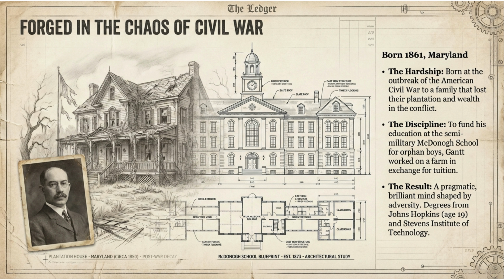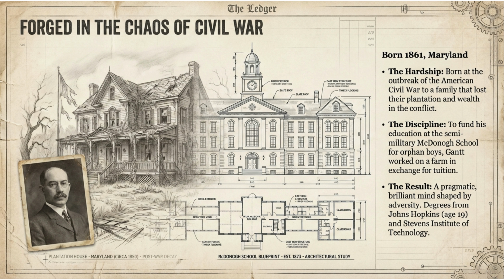To fund his education at the semi-military McDonough School for Orphan Boys, Gantt literally worked on a farm in exchange for tuition. He didn't have the luxury of skipping classes or showing up unprepared. This kid was paying for every single lecture in manual labor. Let that sink in for a moment.